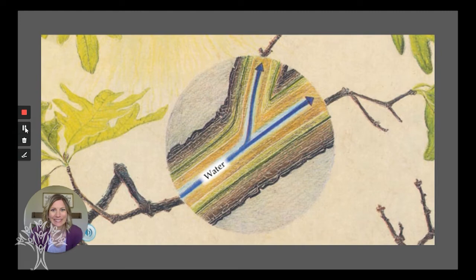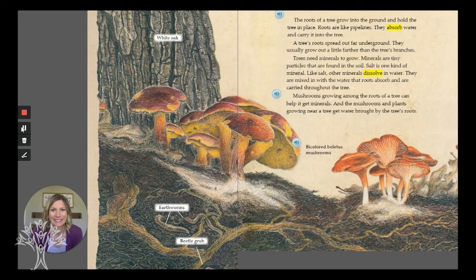A tree needs sunlight, air, soil, and water to grow. Water travels through passages in the trunk and branches up to the leaves. The water moves up the trunk as if it is being sucked through a straw. Sugary sap made in the leaves travels down other passages in the trunk, taking food to different parts of the tree. The roots of a tree grow into the ground and hold the tree in place.